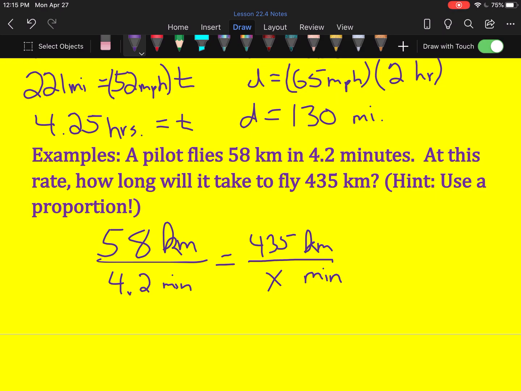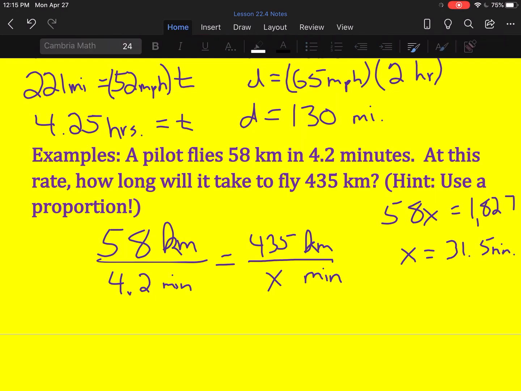So 58 times x is 58x. Nothing fancy there. 4.2 times 435. We're going to want to grab a calculator to do that. That's 1,827. When I divide that by 58, I'm going to find out that we can do that in 31.5 minutes. The idea is we're setting up to cross multiply and divide.